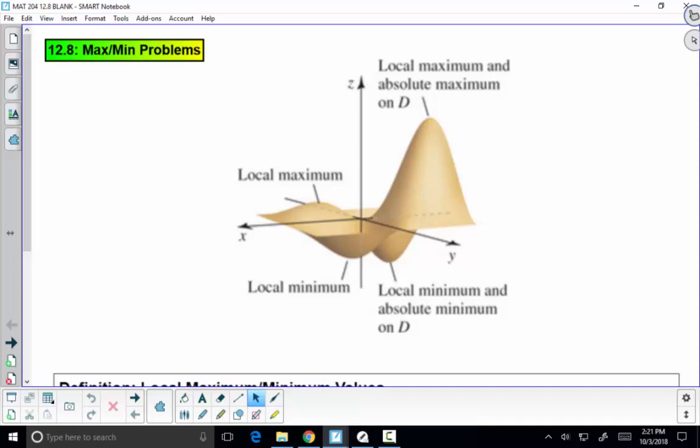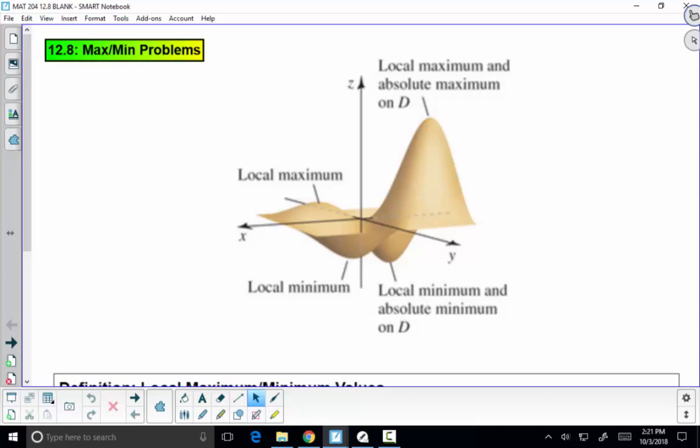This is probably just the same thing, but in 3 dimensions. This is the same thing as in Calc 1 where you had the first derivative test, and you had the second derivative test to figure out maxes and mins. We're going to do the same thing here. And here it's a little harder. There's more going on.